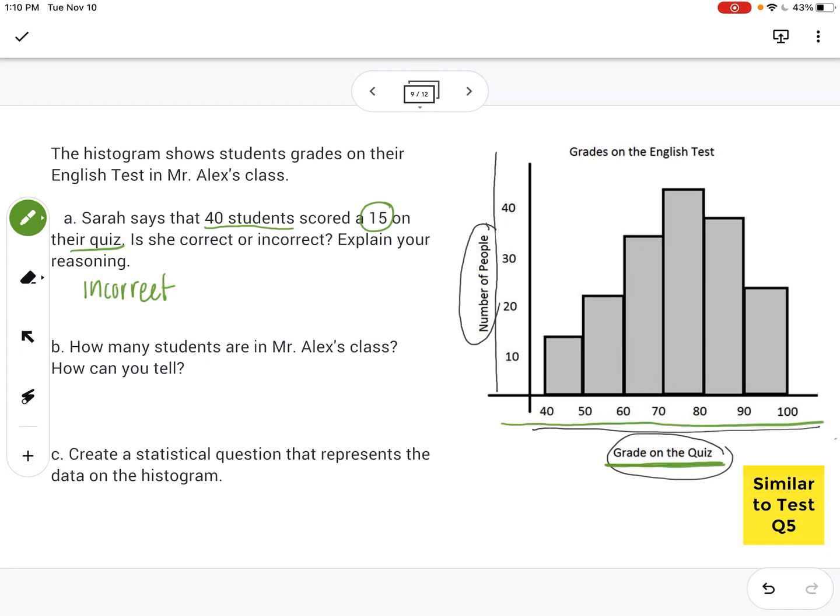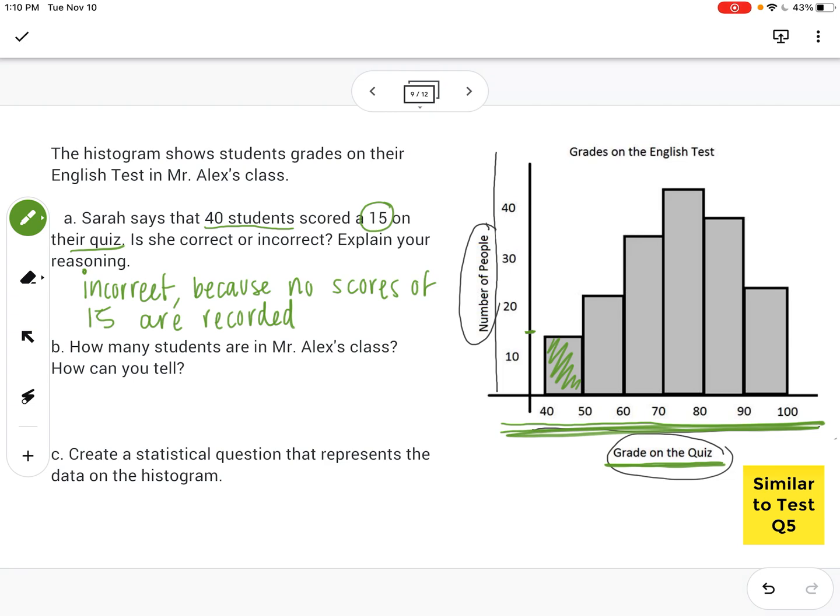And I'll show you how they were trying to trick us here. This is going to be incorrect because if we look at this first column right here, see how it says 40, it ranges from 40 to 50, this one that I highlighted in green. And it's right here at about 15. So they were testing your understanding of reading a histogram to see if you were going to switch those up and say that this was true. But it's actually incorrect because no scores of 15 are recorded. On our scale, it doesn't even show 15 as an option for a grade, so it's incorrect.